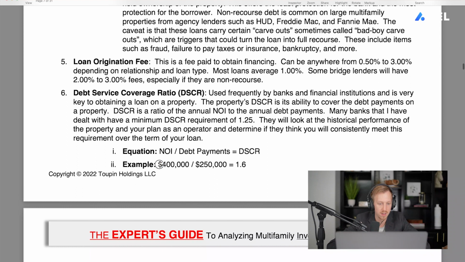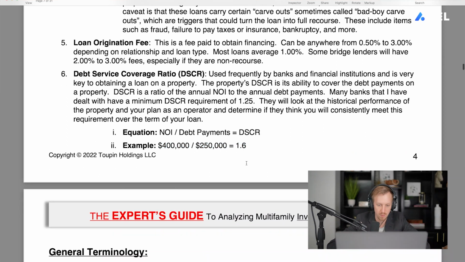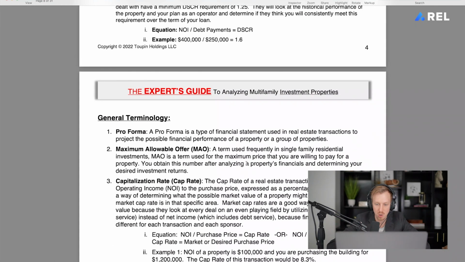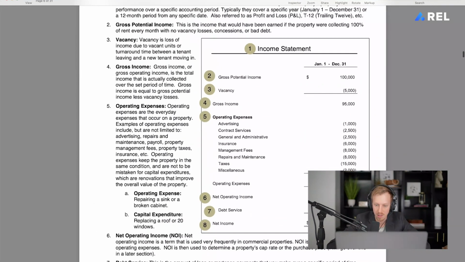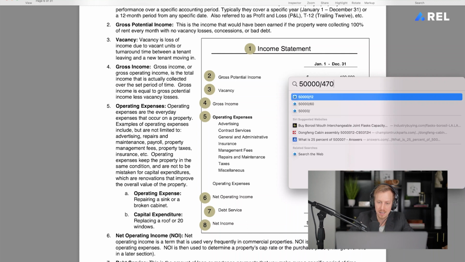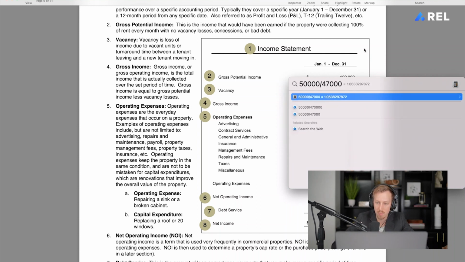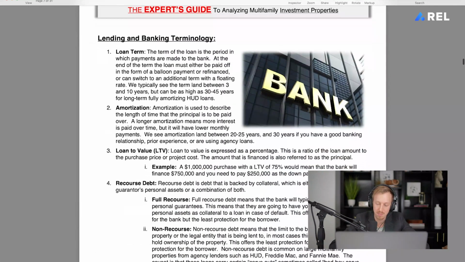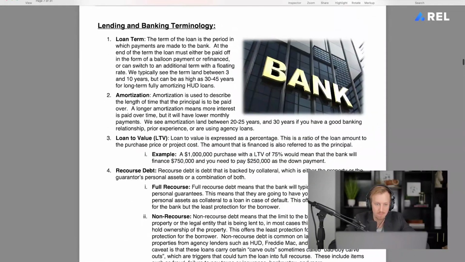So at what multiple are we covering our debt service payments? That's DSCR. Example, if our NOI is $400,000 and our debt payments are $250,000, we have a 1.6 DSCR. Most banks underwrite deals to a minimum of 1.2 or 1.25 DSCR. If it's below that, for example, if we had $50,000 in NOI but our debt service was $47,000, that is a 1.06 DSCR, which I would never want to buy anyway because I'm only making $3,000 and I'm barely covering my mortgage payments. But the bank will not lend to you with that DSCR.